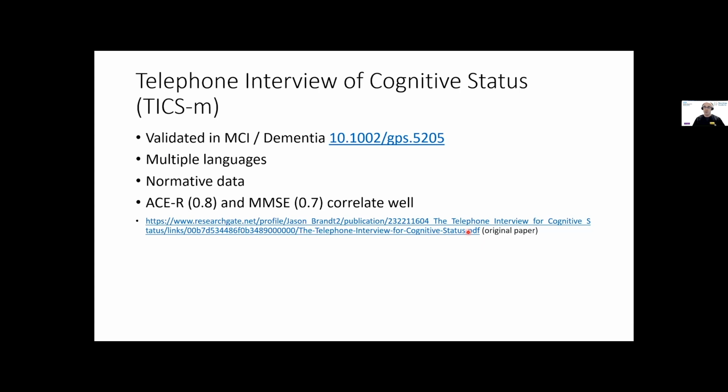There's lots of normative data. It's available in loads of languages. So this might be something that we offer to primary care colleagues, or we tag on at the end of an assessment to make sure that nothing serious has changed. It would be useful, of course, to have a TICS from previously, but I don't think we were doing that much telephone cognitive assessment two years ago, so that's kind of unlikely.